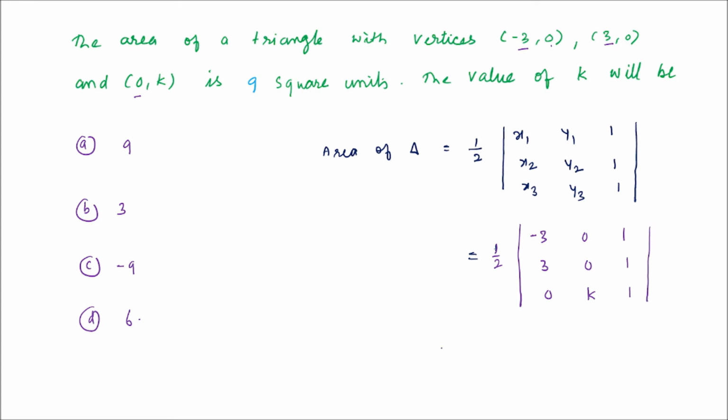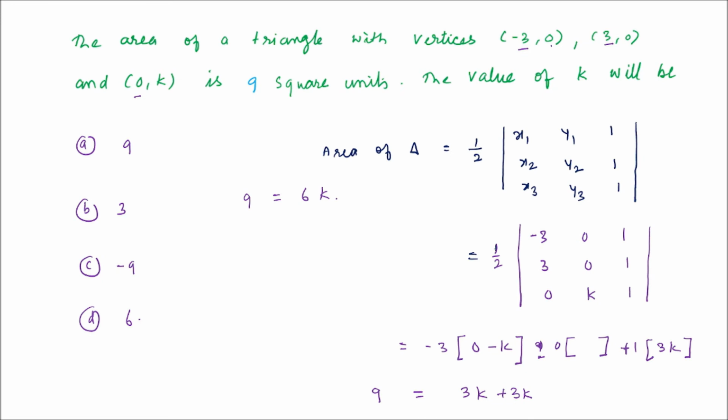So let us expand here, expanding along the first row: minus 3 into, deleting this row and column, 0 minus k, plus 0 into this, no need of writing, here should be minus, so plus 1 into, deleting this row and column, 3 into k. So this is equal to minus 3 into minus k, 3k plus 3k, and it is equal to 9, squaring it. So we can write here 9 is equal to 6k.